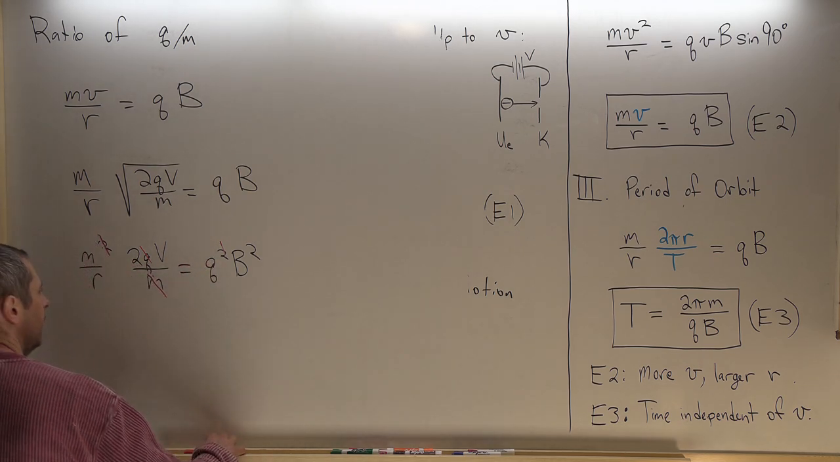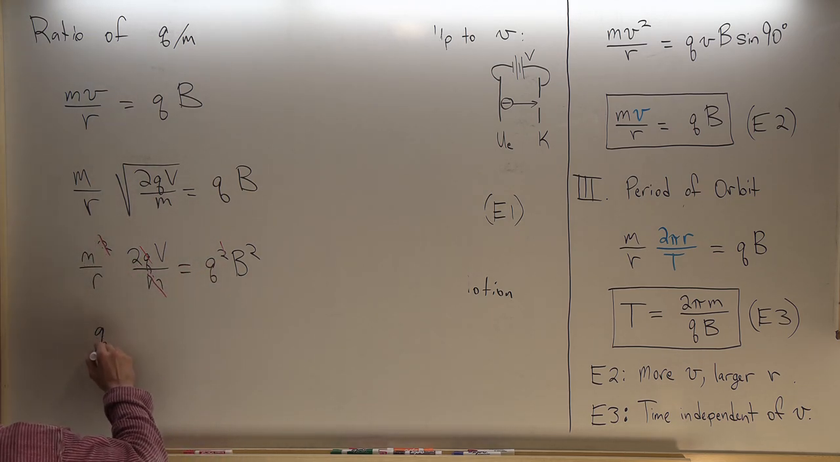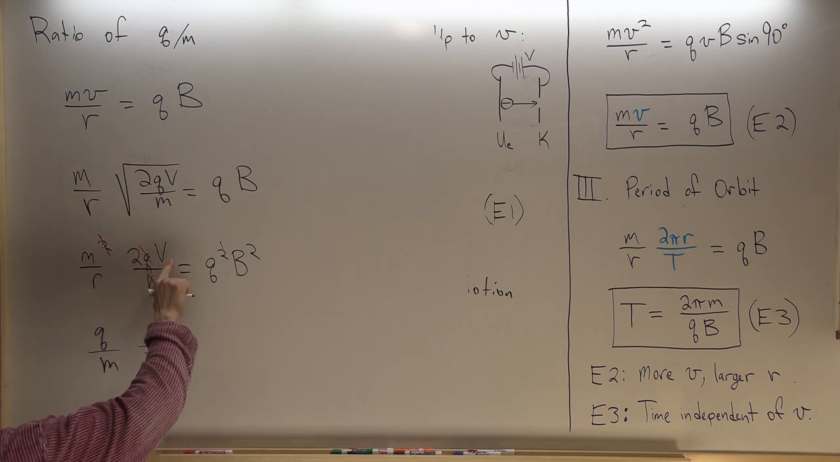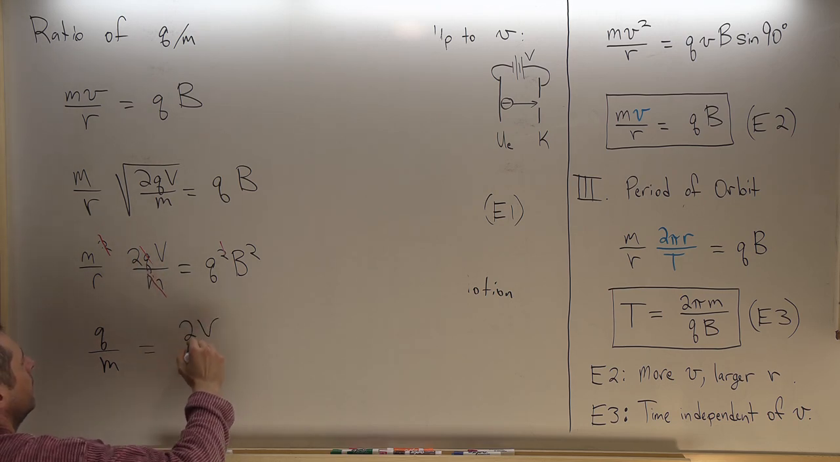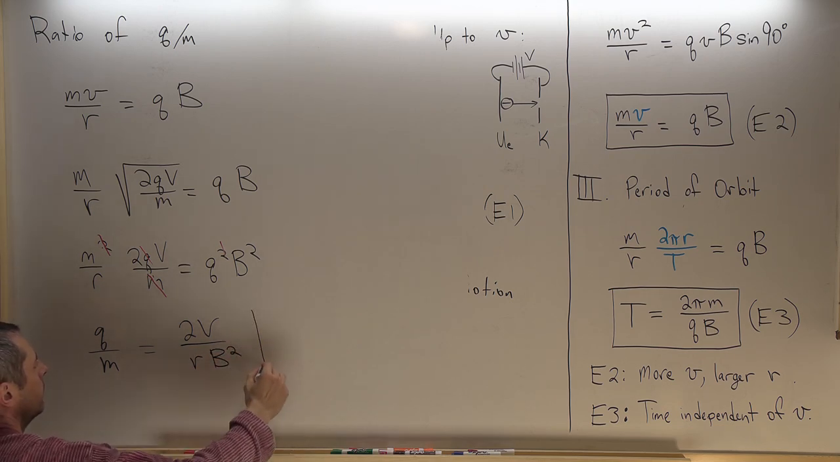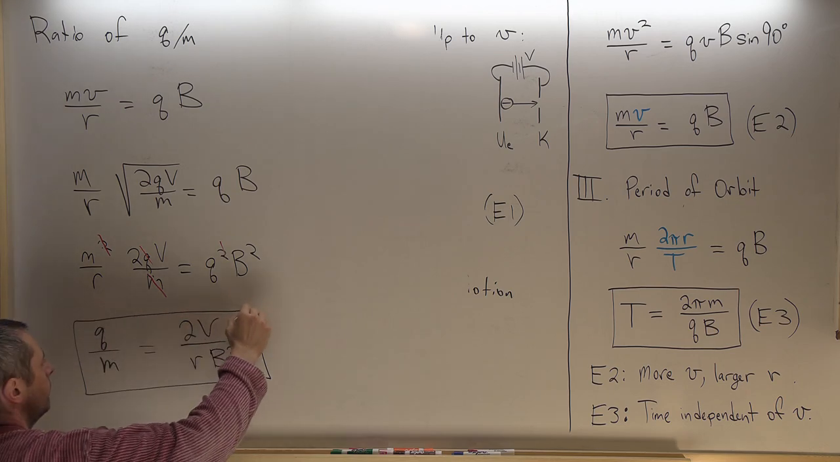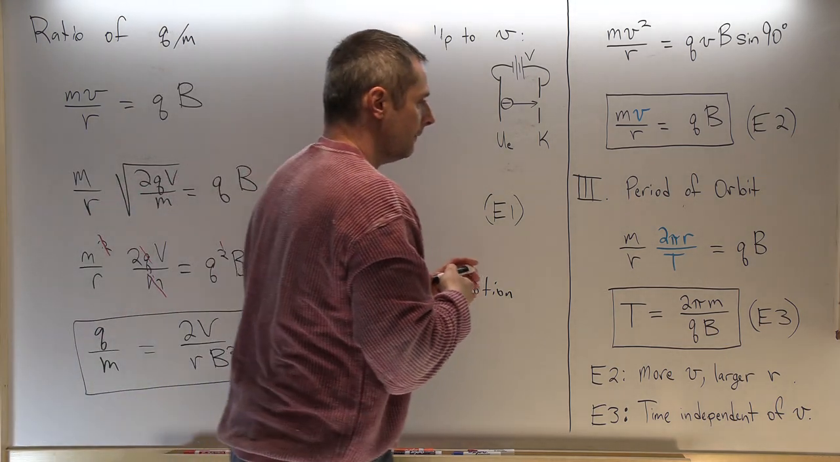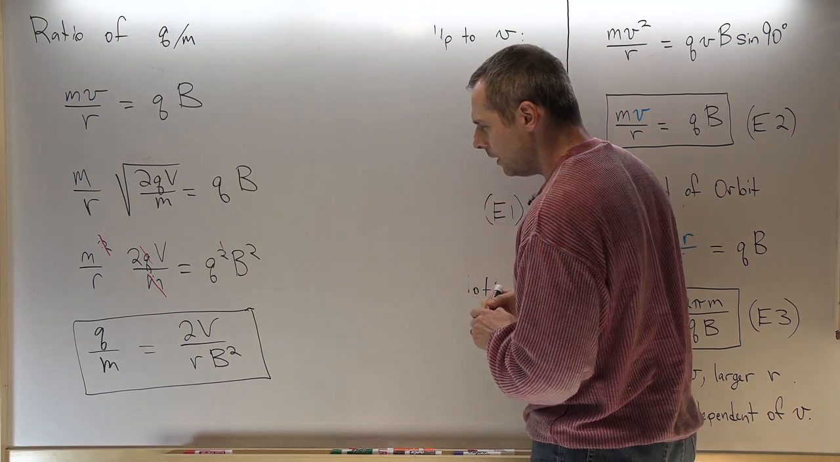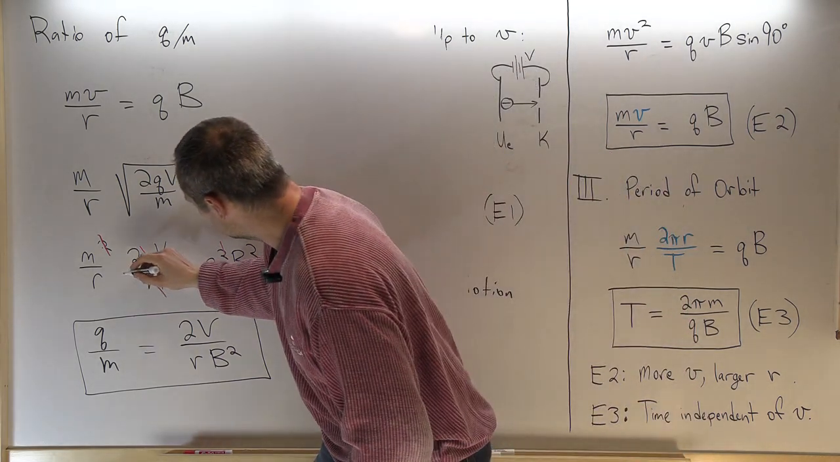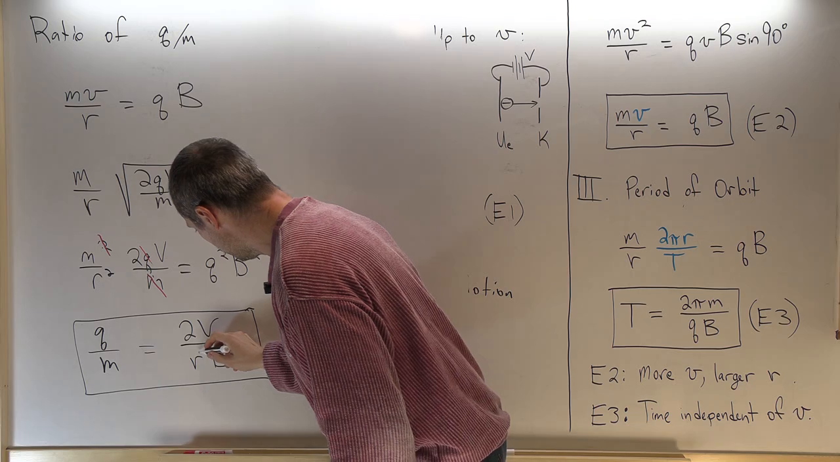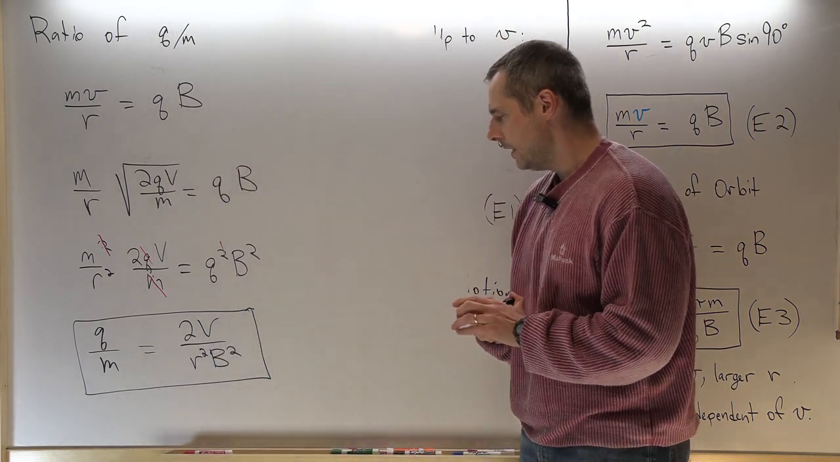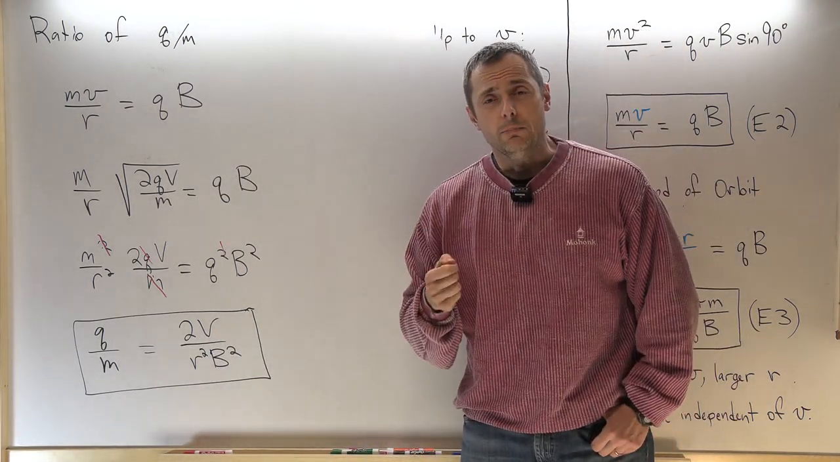So we'll have Q over M on this side. But I'll move it to the left. And what's left on the other side is 2V, oops, I forgot the R squared here. There, okay.